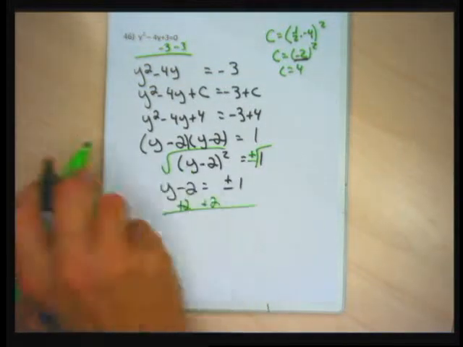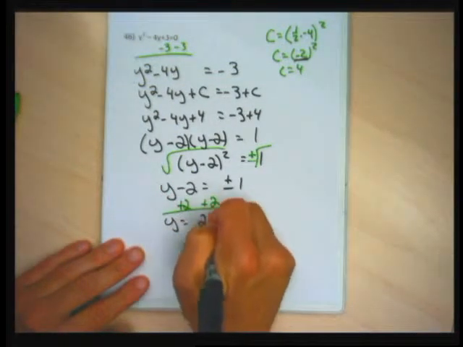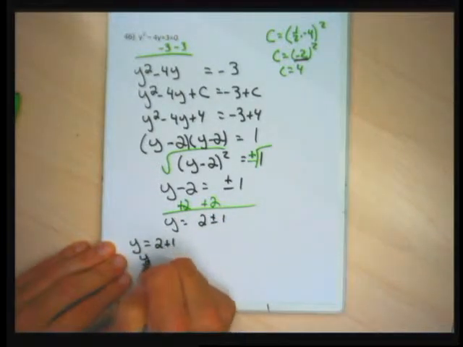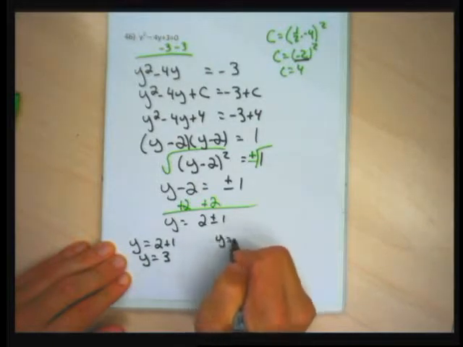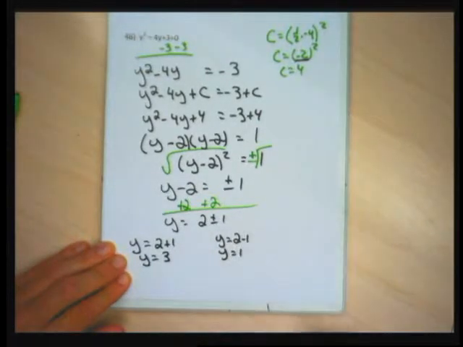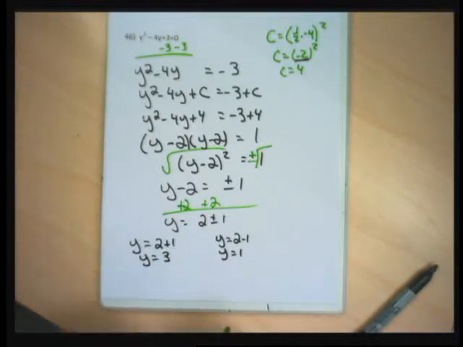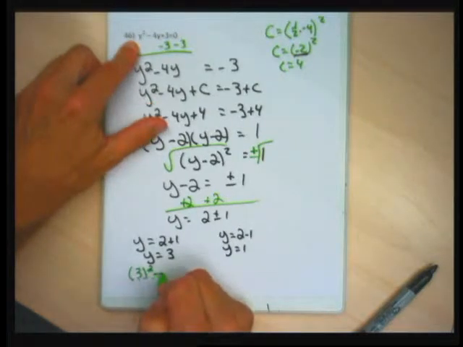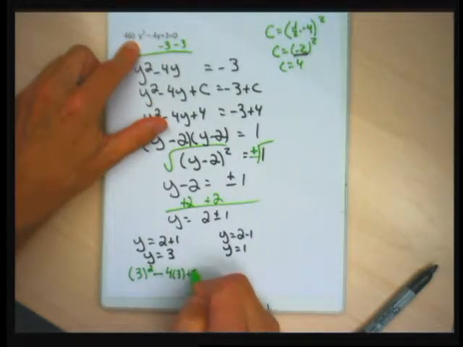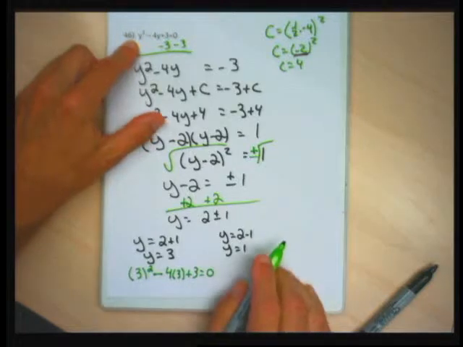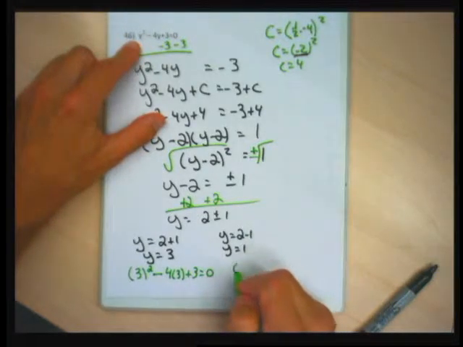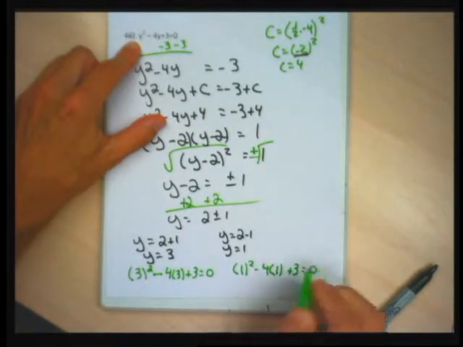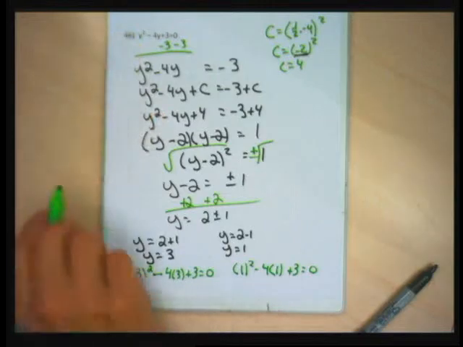I add 2 to both sides and get y equals 2 plus or minus 1. I make up the problem: y equals 2 plus 1, which gives me the 3, and y equals 2 minus 1, which gives me the 1. Want to check each before I go and commit to an answer. So for the 3, I'm going to go 3 squared minus 4 times 3 plus 3, make sure that equals 0. So I want to check in the problem before I did anything to it, just in case I made a mistake on my first step. And for the 1, I'm going to go 1 squared minus 4 times 1 plus 3 and make sure that equals 0.